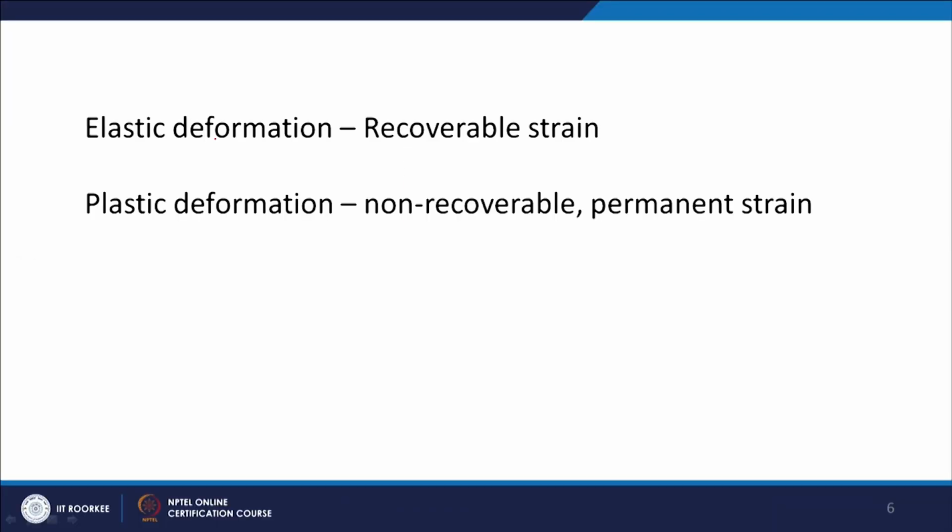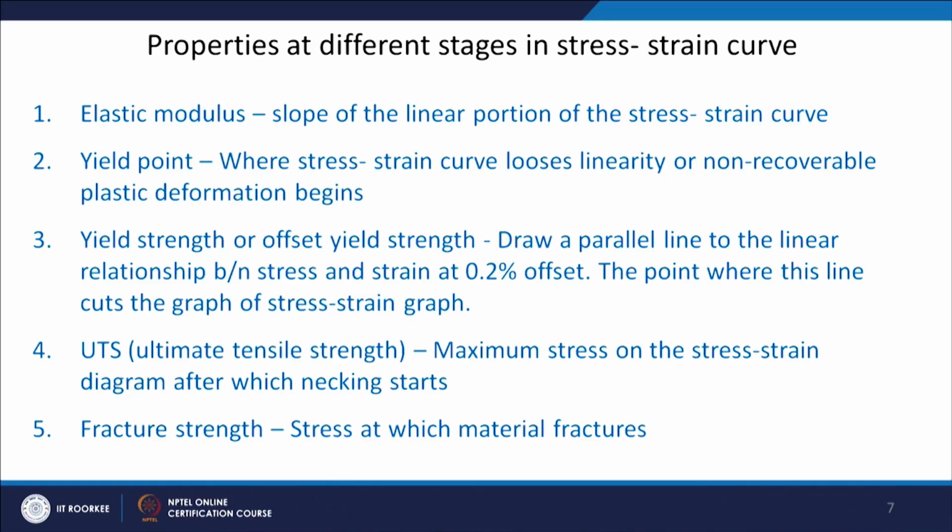Okay. Now this we have already discussed. There will be two parts of this tensile stress strain curve: the elastic part, that will be recoverable strain. You will have linear dependence of stress on strain and so on, and plastic deformation, which is non-recoverable and it will be permanent. Okay. So now next we will try to see different properties at different stages in the stress strain curve. Okay.